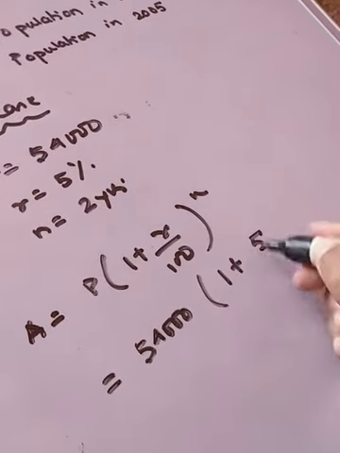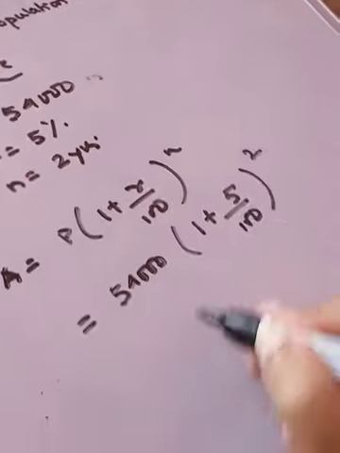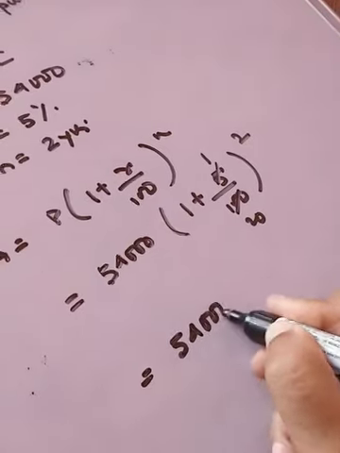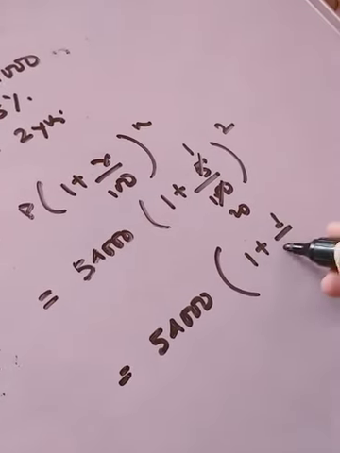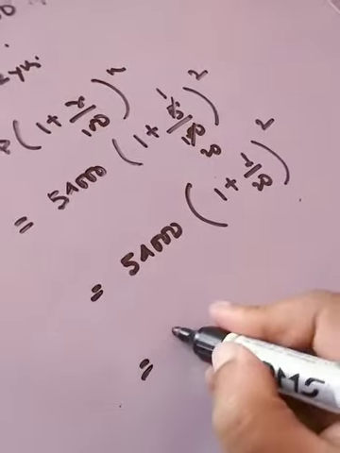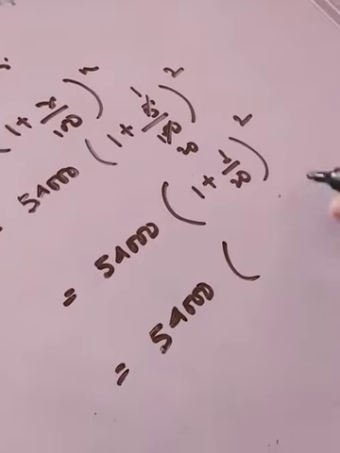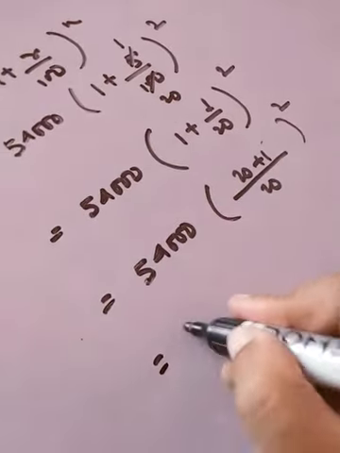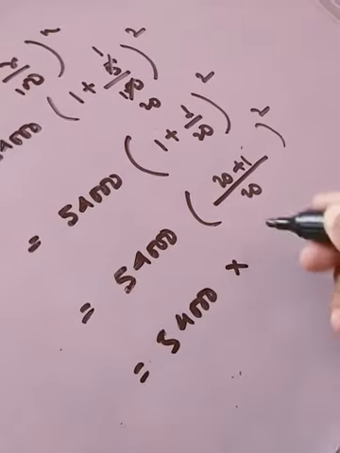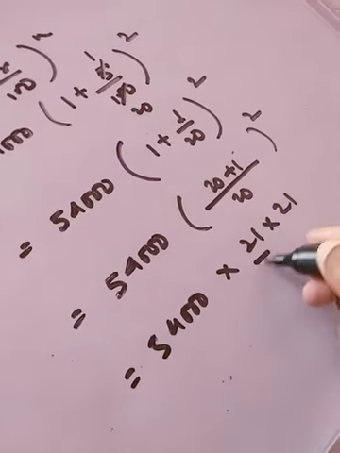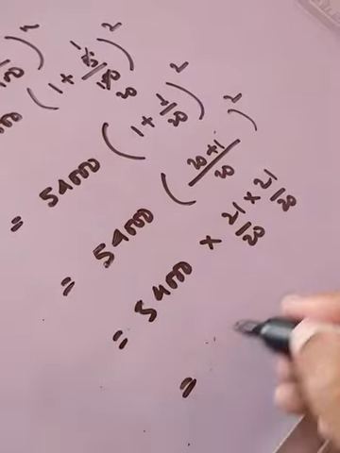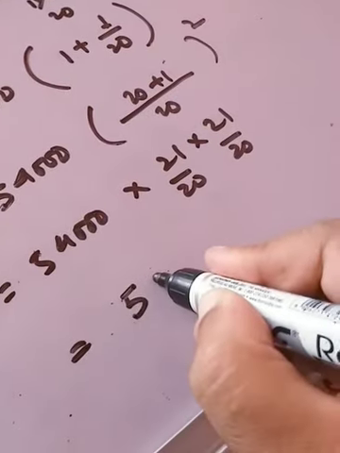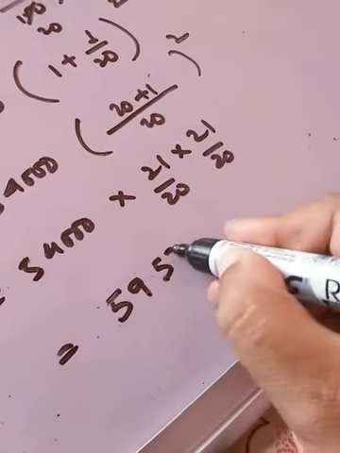So 54,000 into (1 + 5/100) to the power 2. Again we will reduce it: 5 ones are 5, 5 twenties are 100. So 54,000 into (1 + 1/20) squared. Let's solve the bracket: (20 + 1) whole squared, so it will be 54,000 into 21 into 21 upon 20 into 20. So the answer would be 59,535.